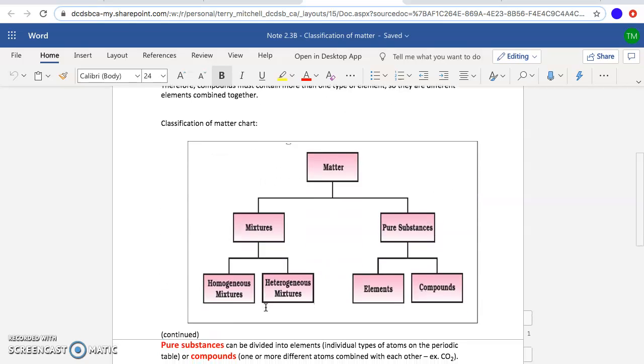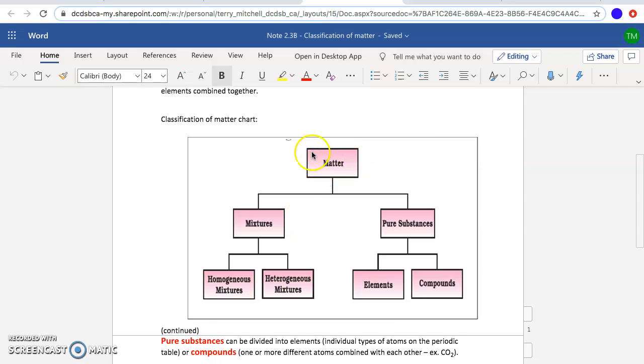And so we have this chart here. Everything's made up of matter. On the pure substances side, if we have pure gold or pure sodium or pure chlorine or pure neon, those are elements on the periodic table. Over here, if we have a bowl of just salt or a cup of just water or a beaker full of just carbon dioxide, it's pure because that's the only thing in there, but it's a compound because it's made up of more than one element.